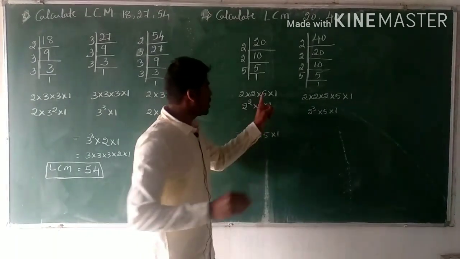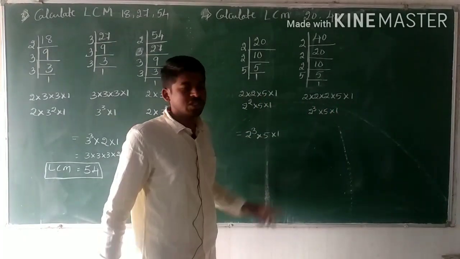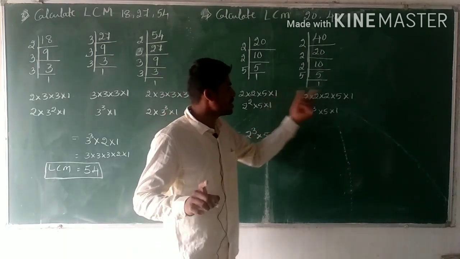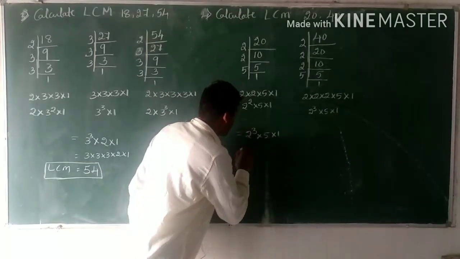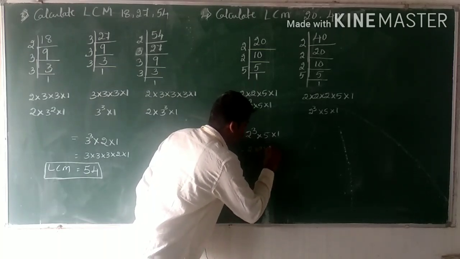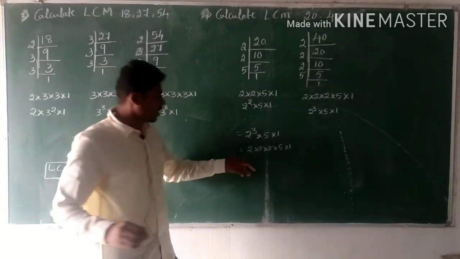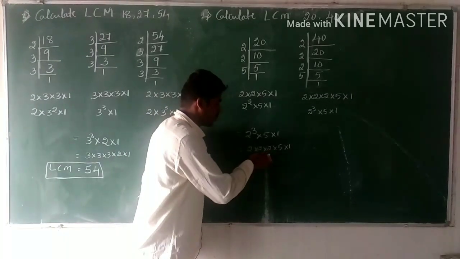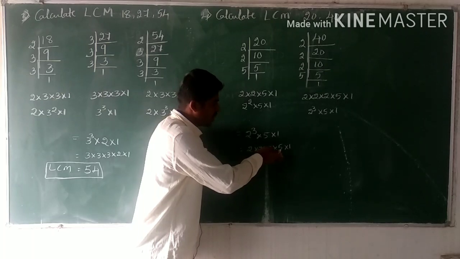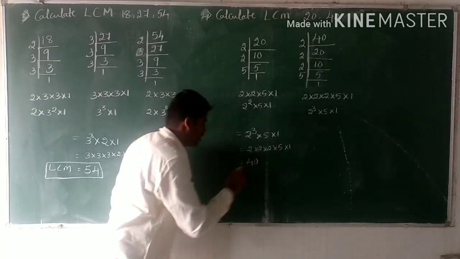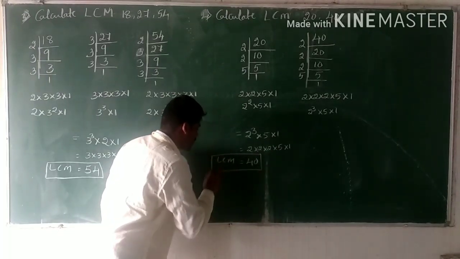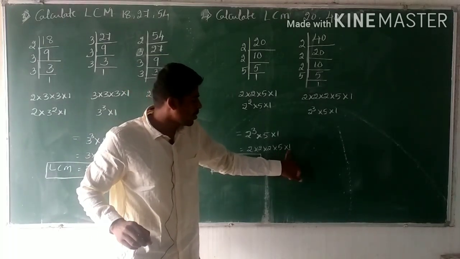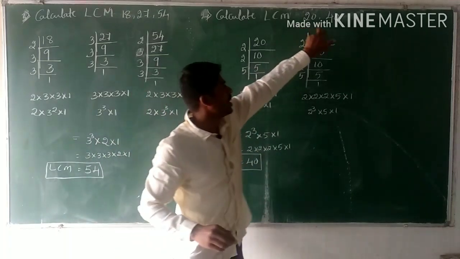Here 5 is there and here also 5 is there. Since we are calculating the LCM and combining, you take any one 5. Here 1 is there and here also 1 is there, so take any one. So 2 cube into 5 into 1. Now 2 2s are 4, 4 2s are 8, 8 5s are 40, 40 into 1 is 40. The LCM is 40. This is the LCM for 20 and 40.